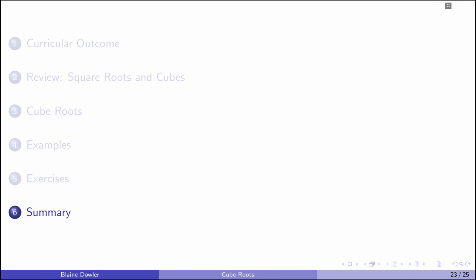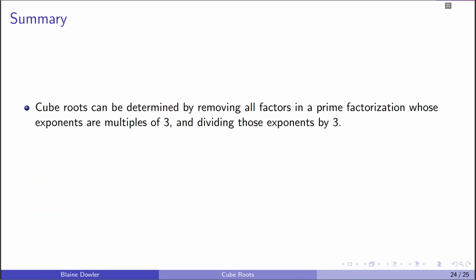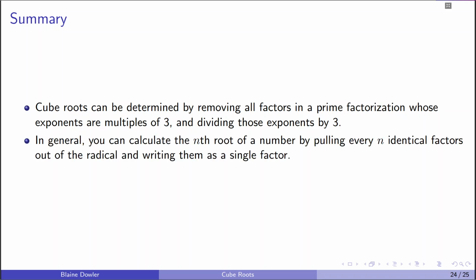All right, in summary, cube roots can be determined by removing all factors in a prime factorization whose exponents are multiples of 3 and then dividing those exponents by 3. In general, you could find the nth root of a number by pulling every set of n identical factors out of the radical and writing them as a single factor.